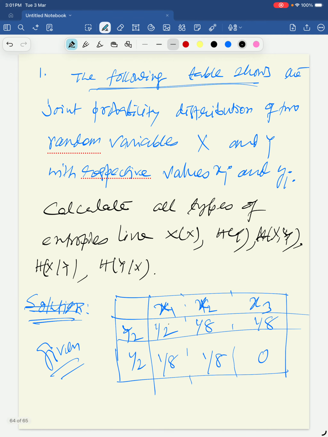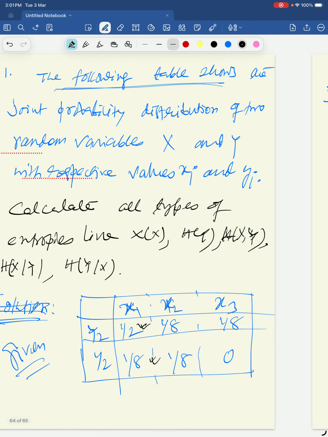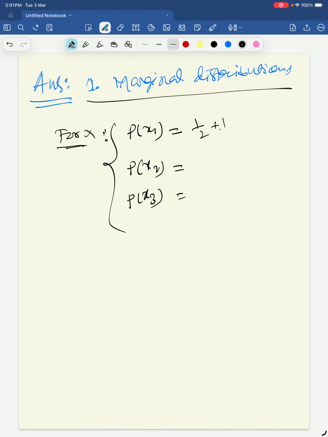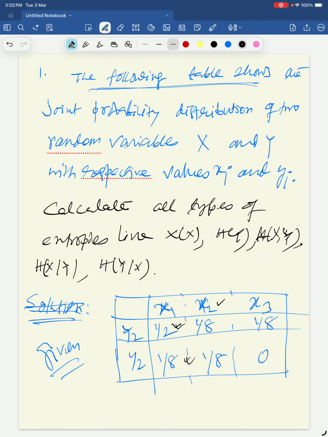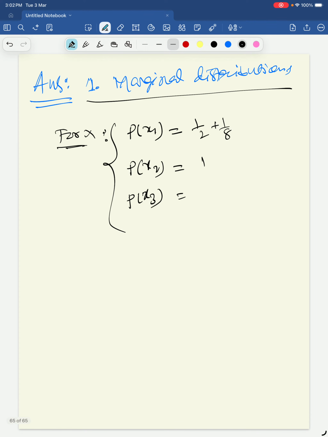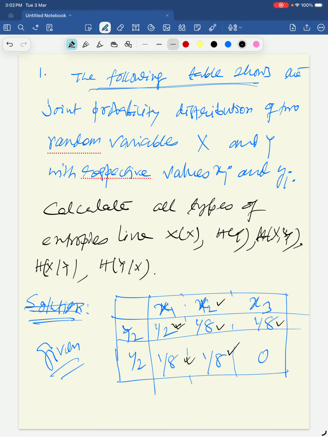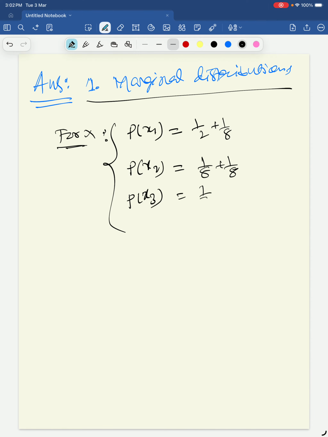Probability of x1 is half plus 1/8. Probability of x2 is 1/8 plus 1/8. Probability of x3 is 1/8 plus 0. So this would be 5/8. This will be 1/4. And this is obviously 1/8. We got the marginal distribution for X.